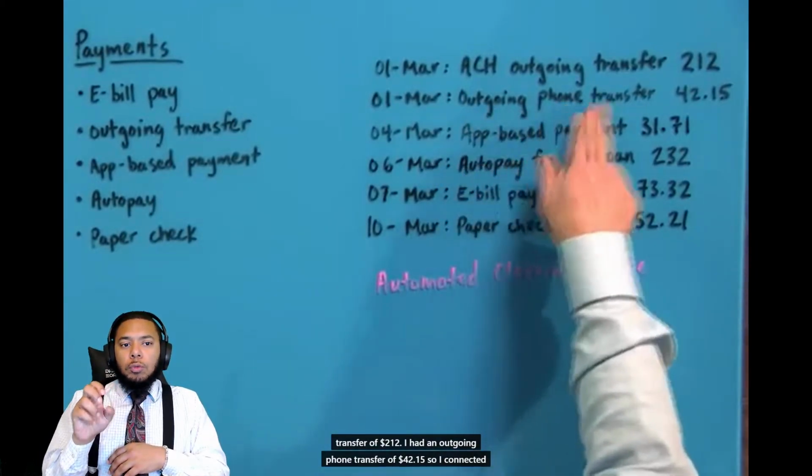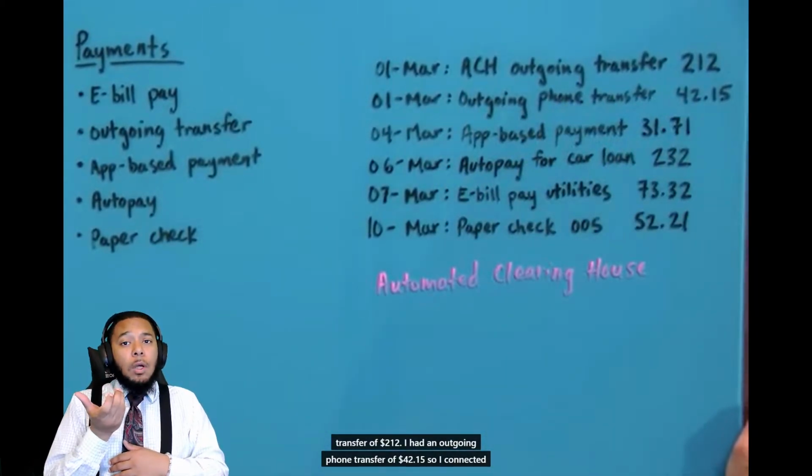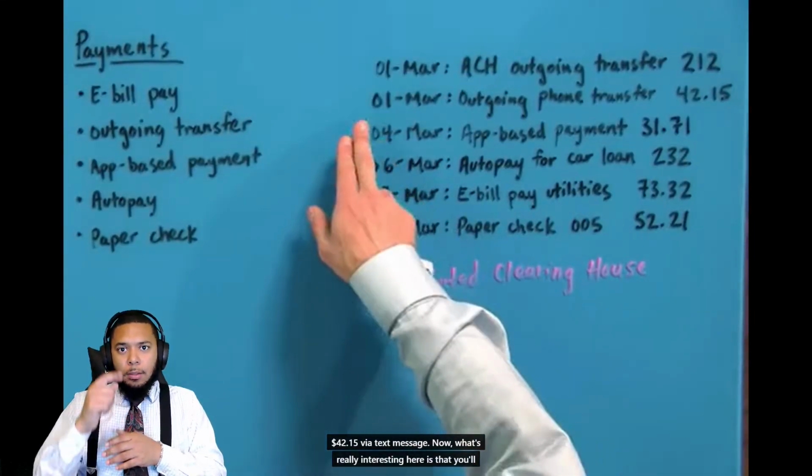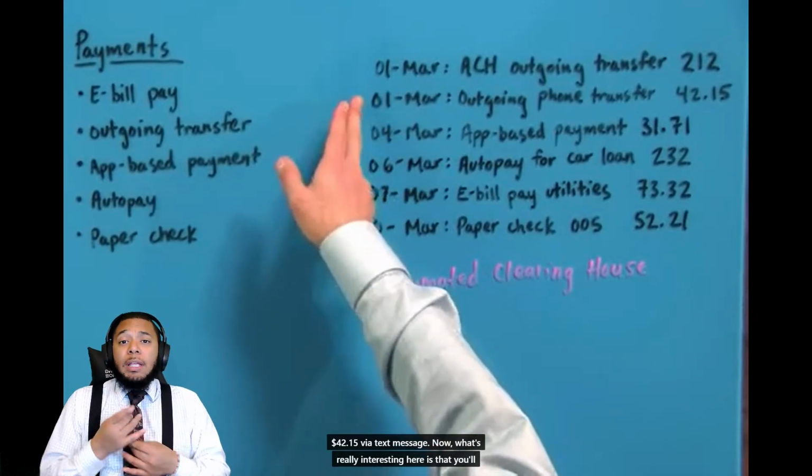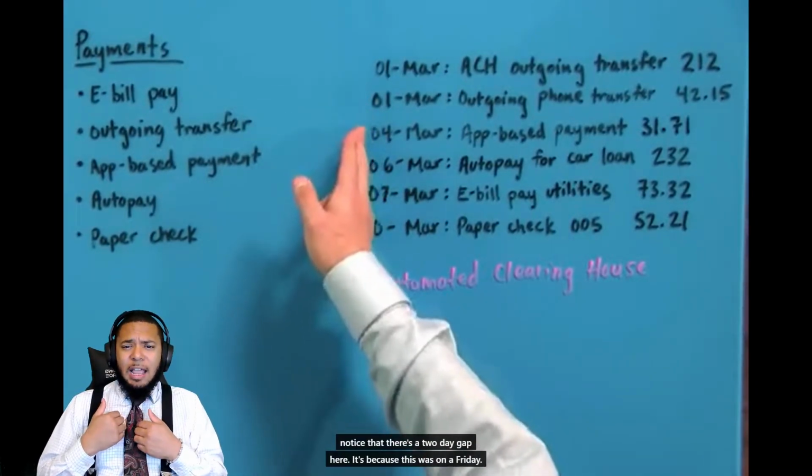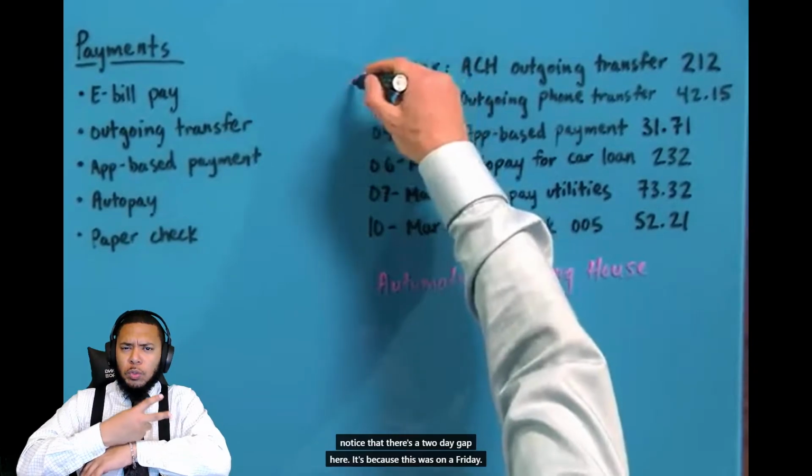I had an outgoing phone transfer of $42.15. So I connected my bank account to my phone and I text messaged somebody and then sent them $42.15 via a text message. Now, what's really interesting here is that you'll notice that there's a 2-day gap here. It's because this was on a Friday.